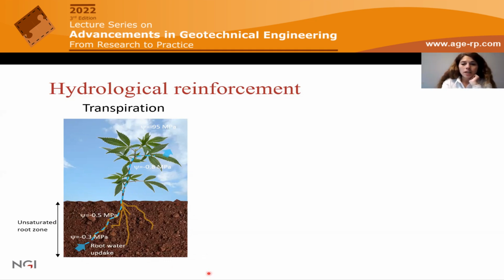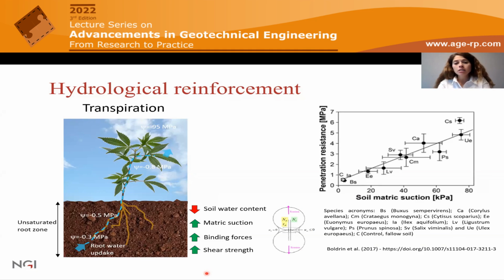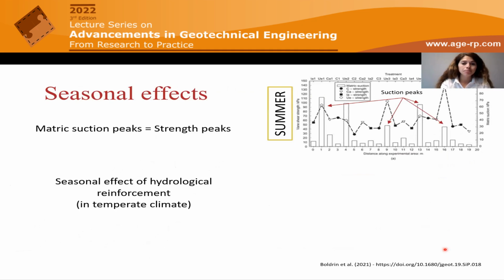And we know that the process of transpiration generates a reduction in water content in the soil and consequently an increase in suction. And this increase in suction increases the shear strength due to apparent cohesion and binding forces. Some studies have also shown a clear correlation between the increment of matrix suction due to root water uptake and the increment in penetration resistance in root permeated soils. If we take the extended Mohr-Coulomb failure envelope for unsaturated soil, and we translate it for a case of an unsaturated rooted soil composite, we have a clear factor that increases the overall shear strength, which is the induced suction due to water uptake.